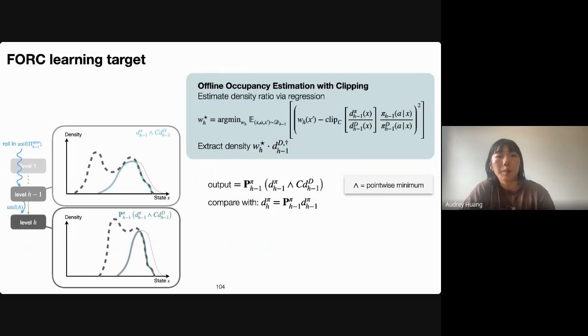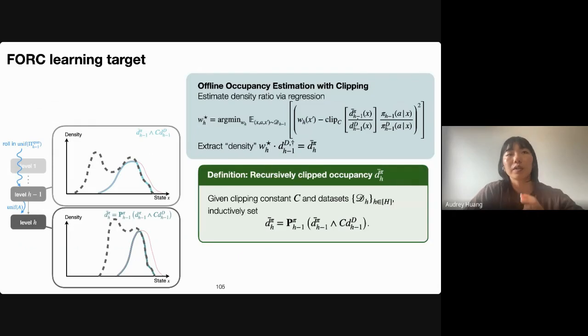Since the occupancy is estimated iteratively, the input to the fork algorithm wouldn't be this dh minus 1 pi that I showed here, but actually whatever clipped version of it from the previous iteration of fork. To summarize, the learning target of fork is not actually dh pi, but what we call the recursively clipped occupancy, denoted here by d bar h pi. It's basically a recursive version of the output that we defined before, where the Bellman flow operator is applied to d bar h minus 1 pi clipped to the covered portion under c times ddh minus 1.